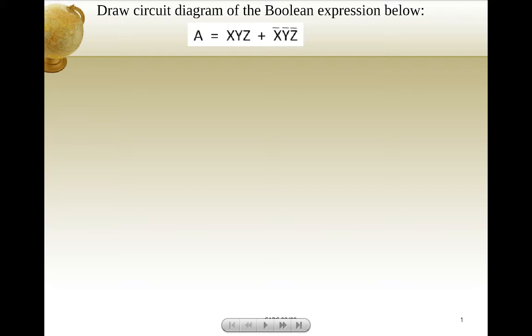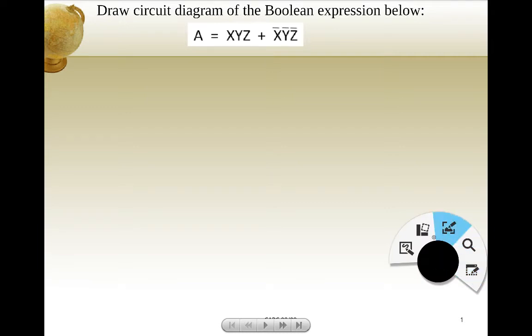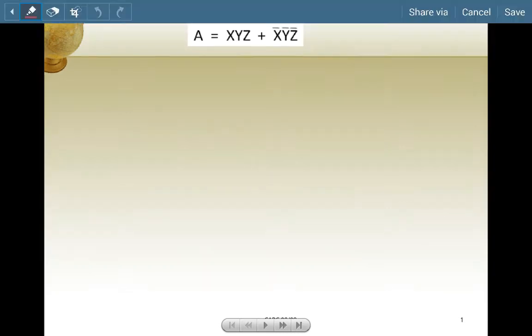Before you start drawing, let's analyze the expression for a moment to answer ourselves some basic questions. How many inputs are there? This thing here represents the input. Count how many different alphabets there are. X, Y, Z. These are also X, Y, Z, but transformed to X bar, Y bar, Z bar. So there are 3 different alphabets, so there are 3 inputs.